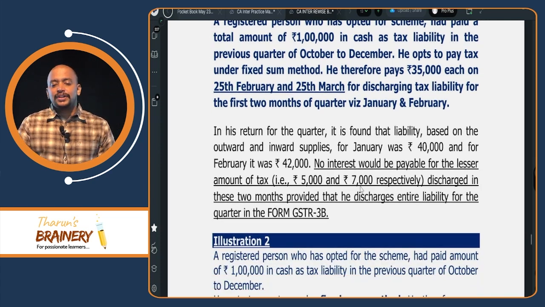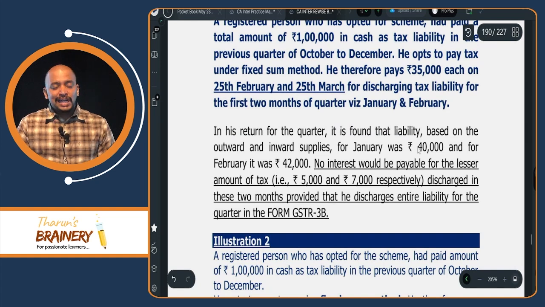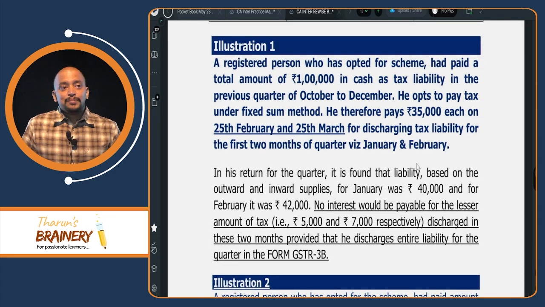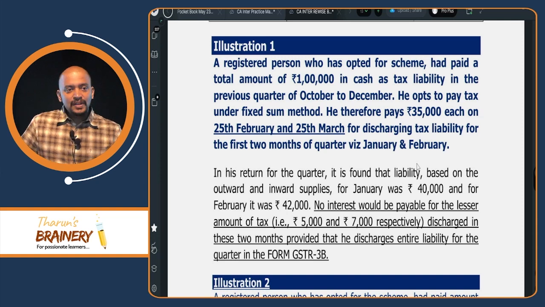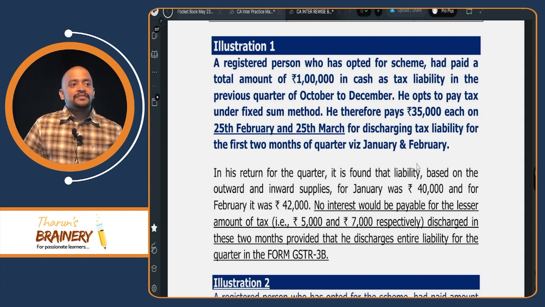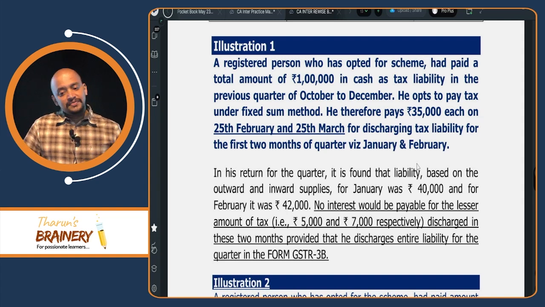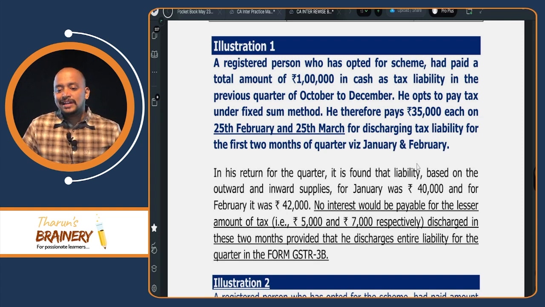In his return for the quarter, it is found that the liability based on the outward and inward supplies for January was 40,000. What is the actual liability? 40,000. But how much did he pay? So the difference is 5,000. On that 5,000, does he need to pay any interest? Why? Fixed sum method. Okay. Suppose the actual is 30,000.